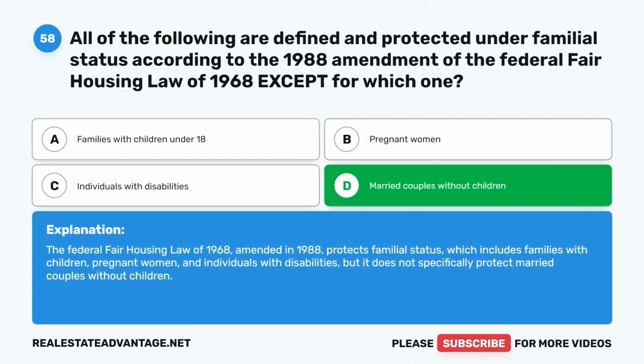Married couples without children. The Federal Fair Housing Law of 1968, amended in 1988, protects familial status, which includes families with children, pregnant women, and individuals with disabilities, but it does not specifically protect married couples without children.